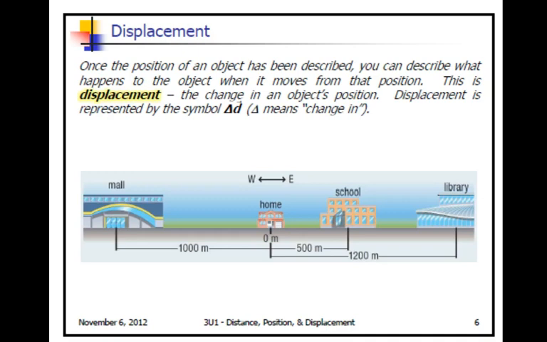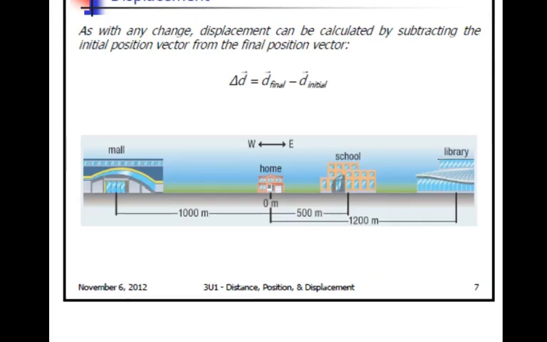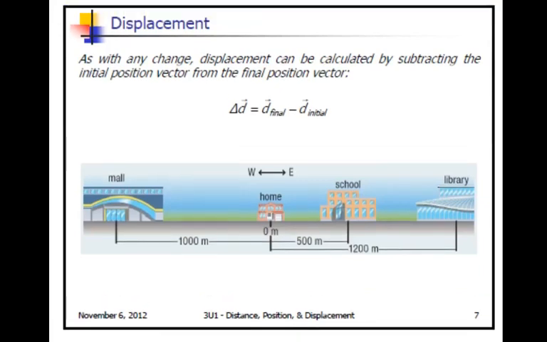Whenever you see a delta in front of a variable in physics or in other sciences, it refers to the difference between an initial and a final position, or an initial and a final measurement of whatever value or whatever quantity you're trying to measure. So again, here's with displacement. It is the final position minus the initial position.